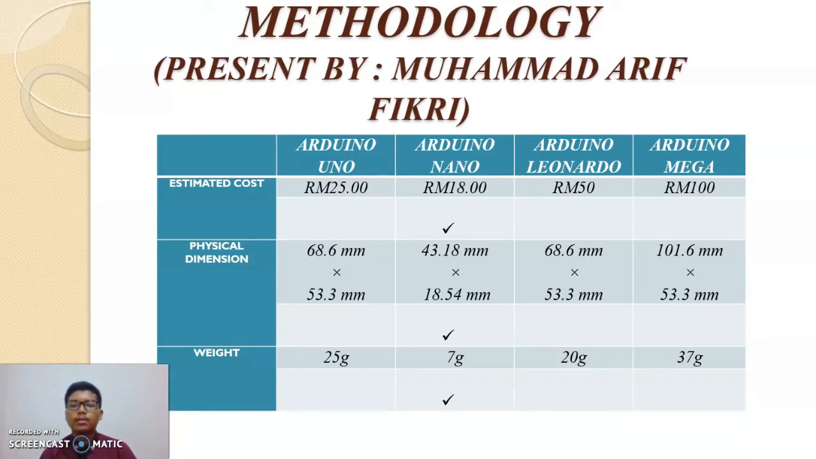Arduino Uno with a weight of 25 gram, Arduino Nano 7 gram, Arduino Leonardo 20 gram, and Arduino Mega 37 gram. It seems that Arduino Nano is the lightest among the four Arduinos. It can be concluded that Arduino Nano is most suitable for our project because it's the cheapest, smallest, and lightest.